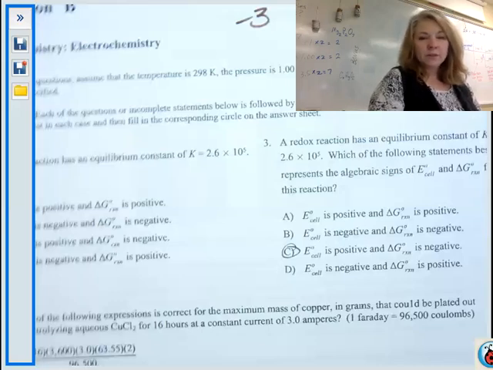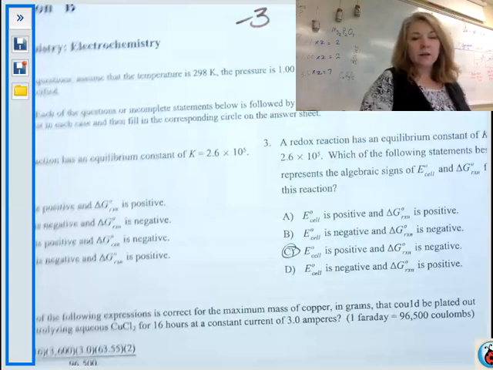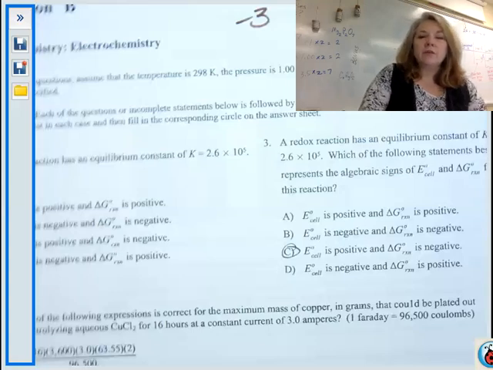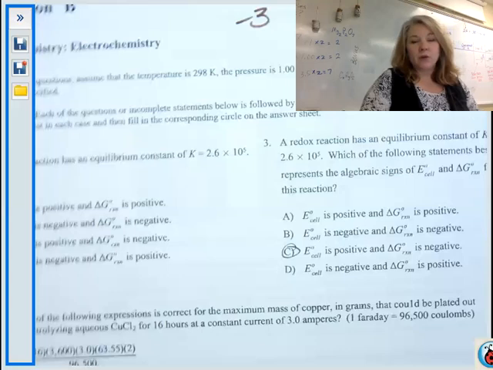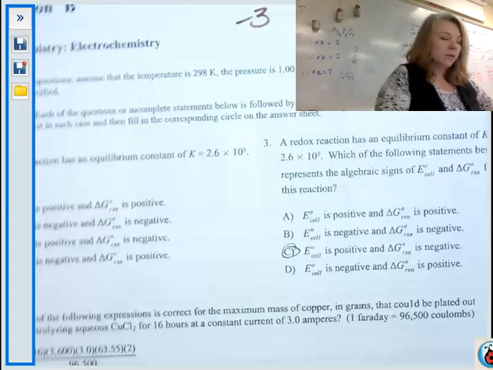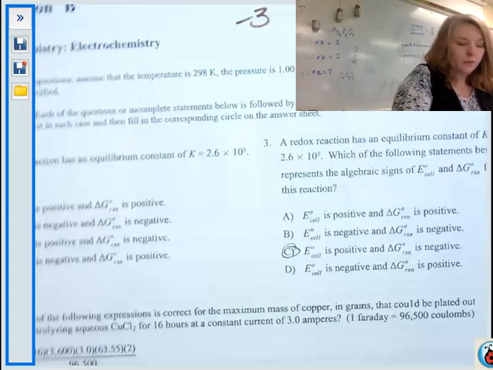Number 14, the student constructs another galvanic cell still using silver and chromium electrodes, but substitutes a 0.5 molar solution of silver nitrate for the 1 molar solution of silver nitrate in the silver half cell. Which of the following best describes the effect? Okay, I like to write my equation when I'm dealing with these.